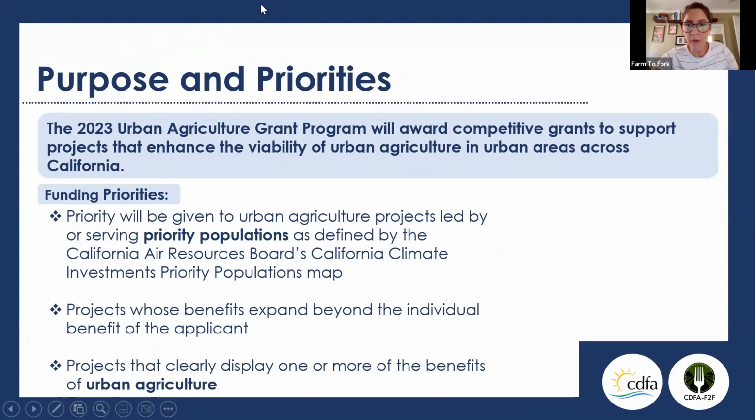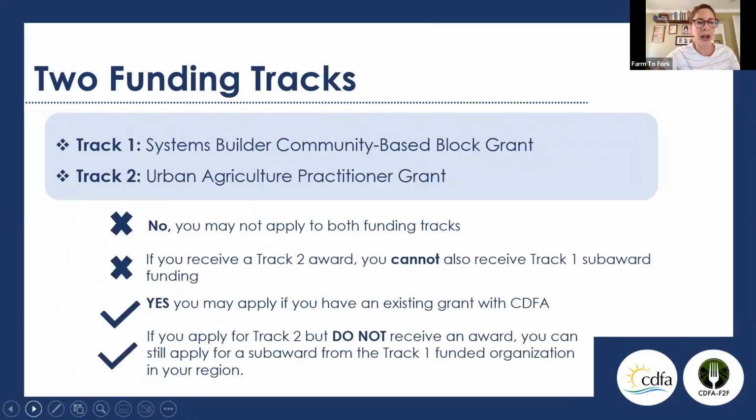So the purpose of the Urban Agriculture Grant Program is to award competitive grants to support projects that enhance the viability of urban agriculture in urban areas. The funding priorities are going to be for projects that are led by or serve priority populations as defined by the California Air Resources California Climate Investment Priority Populations Map, and there are links to that on the website and in the RFP. Priority will be given to projects whose benefits expand beyond the individual and projects that clearly display one or more of the benefits of urban agriculture.